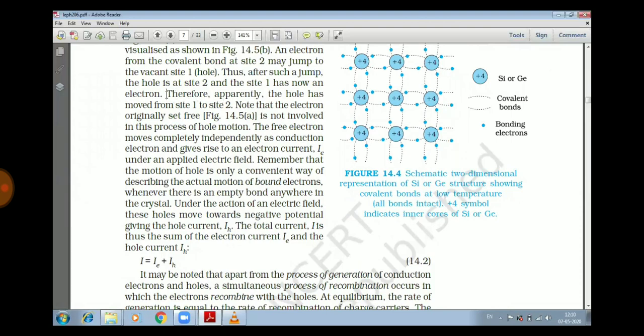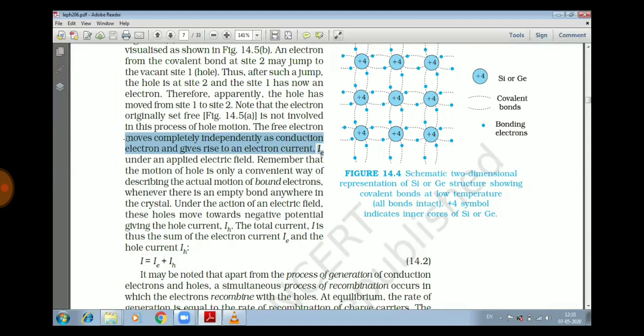See, children. Therefore, apparently the hole has moved from site 1 to site 2. Note that the electron originally set free is not involved in this process of hole motion. The free electron moves completely independently as, underline this word, children, a conduction electron and gives rise to an electron current.